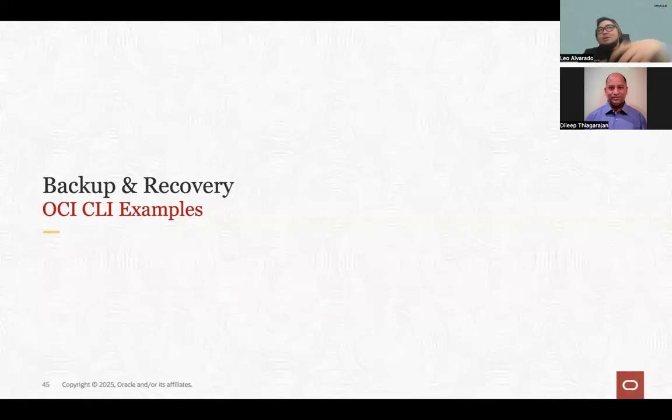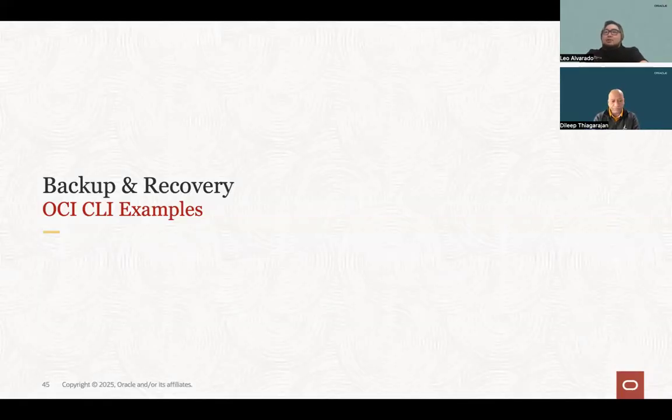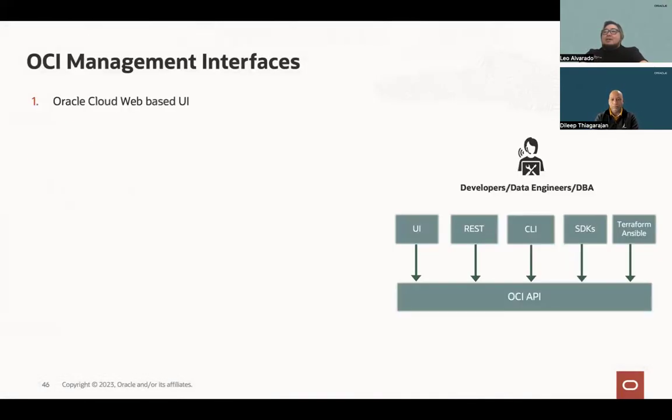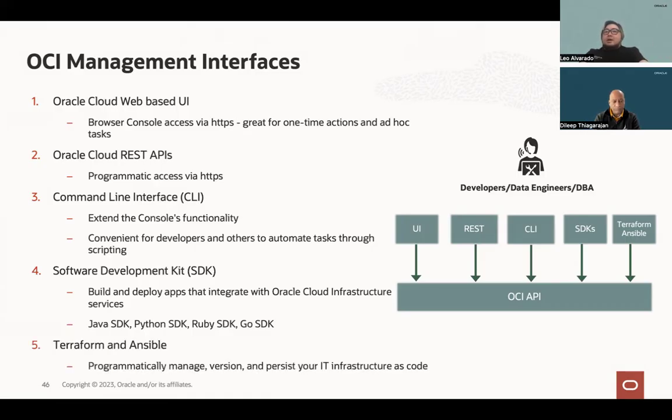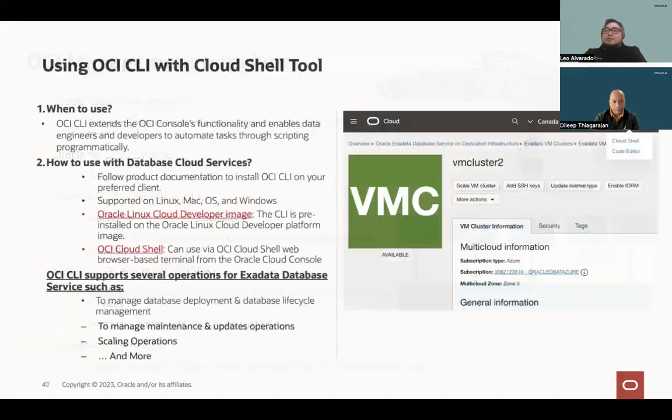So now we have seen how you do it using cloud automation from the console. As we discussed, there are other management interfaces, so I'm going to show you quick samples of how you would do it using OCI CLI. OCI provides a wide choice of management interfaces. Whatever we did in the console, you can also do in the REST API or OCI CLI, or you can even develop your own SDK to call those methods, or even have your infrastructure as code written in Terraform or Ansible. But for this example, we are talking more about using the OCI CLI.